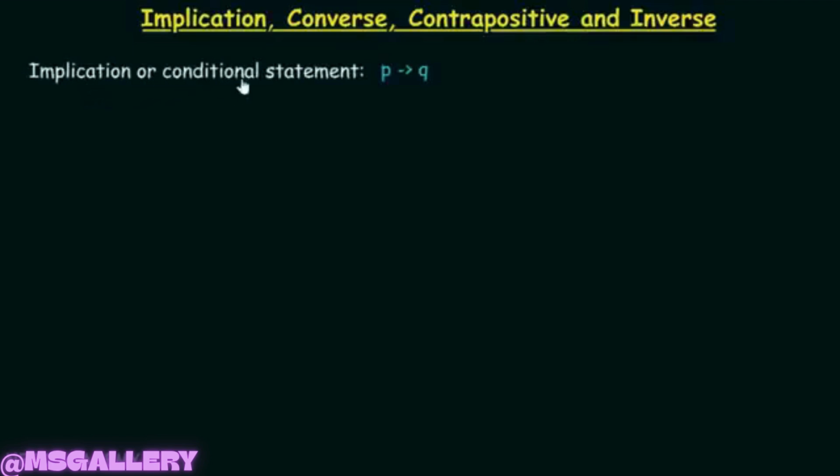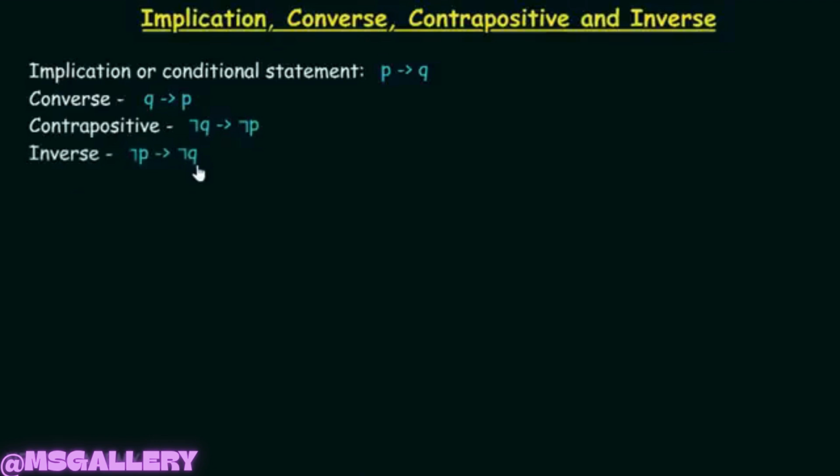Implication or conditional statement, as we already know, looks like P implies Q. On the other hand, converse is just opposite of that. Converse looks like Q implies P. Contrapositive is not Q implies not P, and inverse is not P implies not Q.